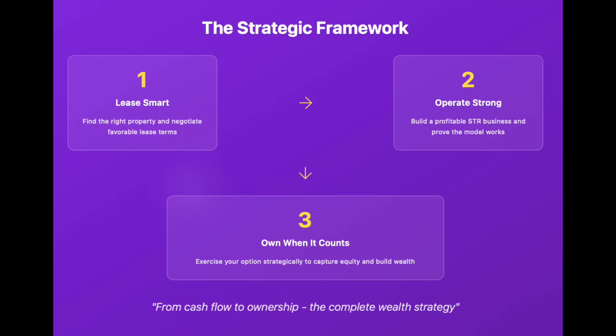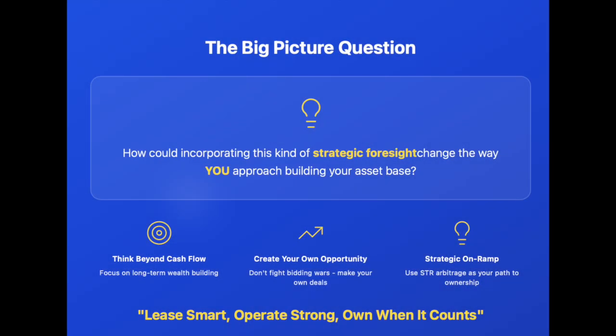You do. It lets you build a longer-term vision for your real estate portfolio using tools that are accessible even when you're starting out with the arbitrage model. So what's the final piece of advice from the source? It's pretty direct. They basically say, don't just chase the front-end cash flow from STR arbitrage. That's important, sure. But think bigger. Yeah, if building actual wealth is the goal, you need an exit strategy. And an exit strategy that leads to owning the asset you've already proven is profitable. Makes sense. They wrap it up with a quote, something like, lease smart, operate strong, and own when it counts. Lease smart, operate strong, own when it counts.